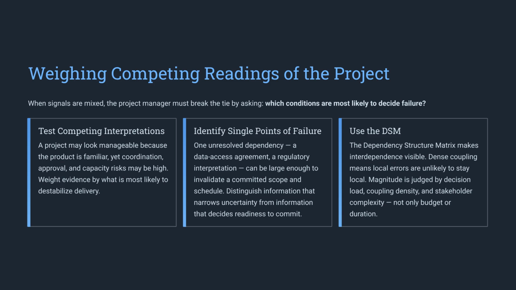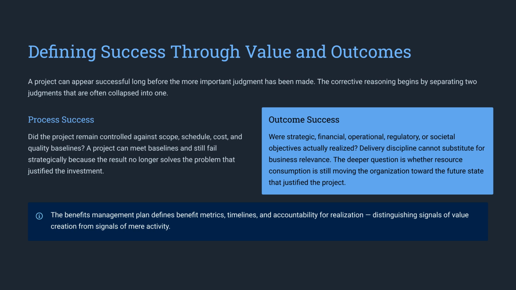When signals are mixed, determine which conditions are most likely to cause failure. Use tools like the dependency structure matrix to make interdependencies visible and prioritize risks that could destabilize your delivery. Remember that project success has two dimensions: process success and outcome success. While meeting project baselines is important, the ultimate goal is realizing the strategic or operational value that justified the investment.